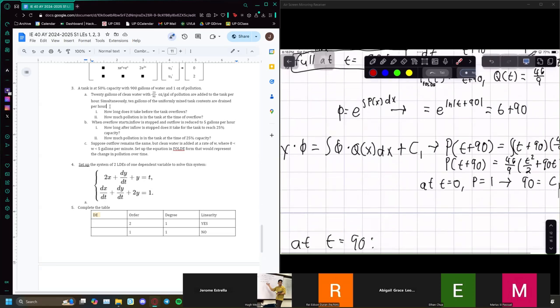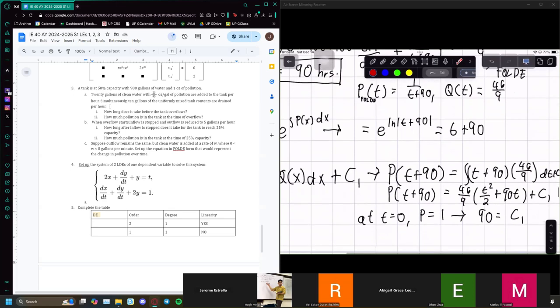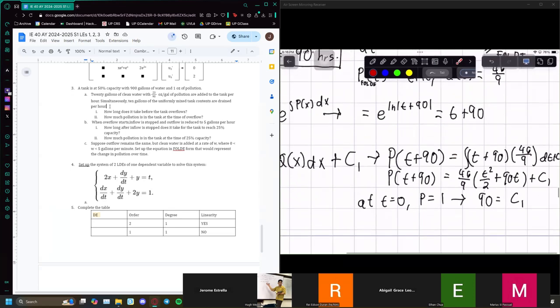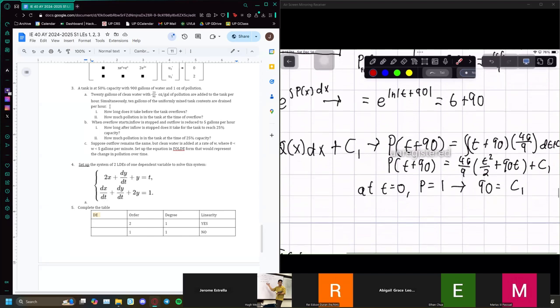So following again the formula, you'll get p times t plus 90 equals the integral of t plus 90 times 46 over 9 plus c, and you solve it and then you'll get this. To clear out the integrating constant, you use again your initial conditions. At t equals 0, there's only 1 ounce of pollution. So if you substitute 0 into t and 1 into p, you'll get that C1 is equal to 90.